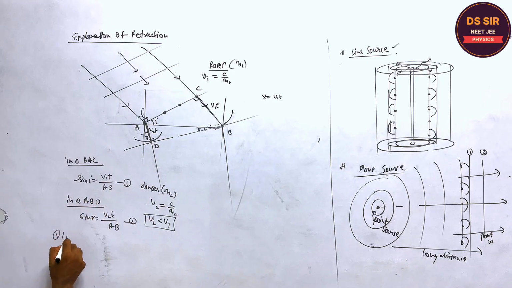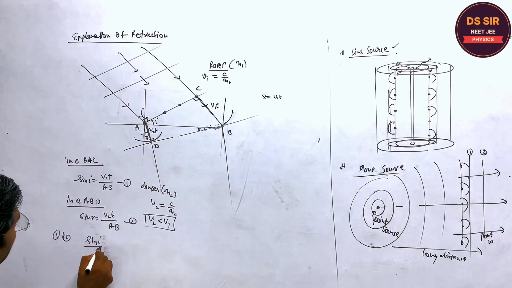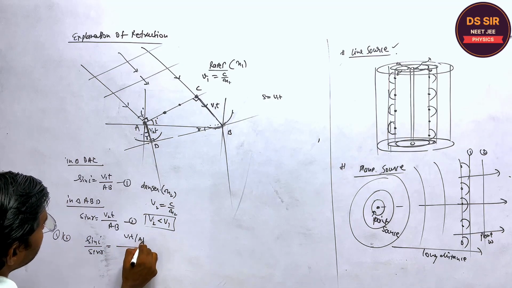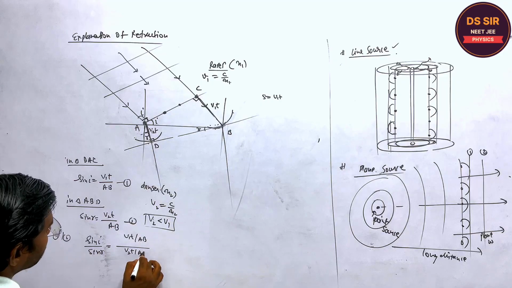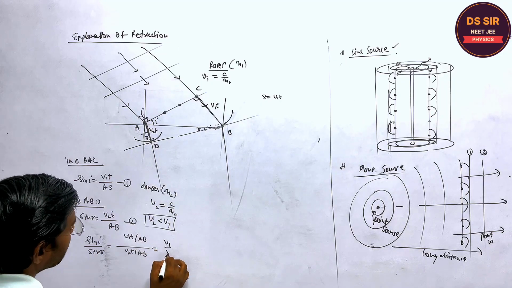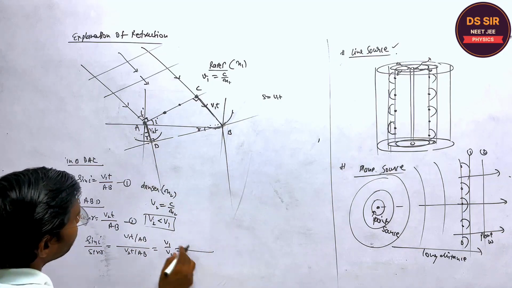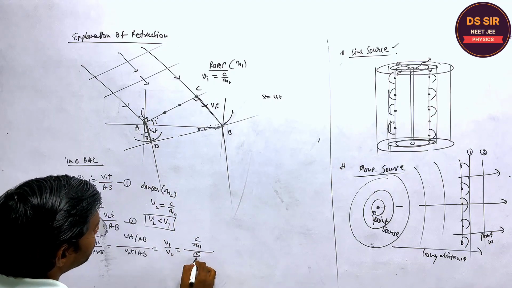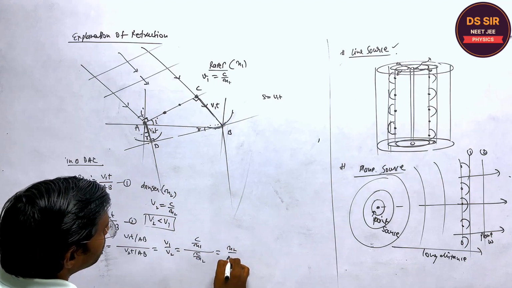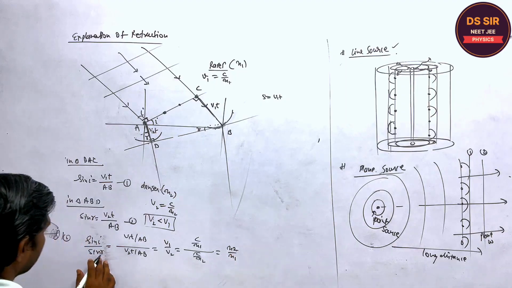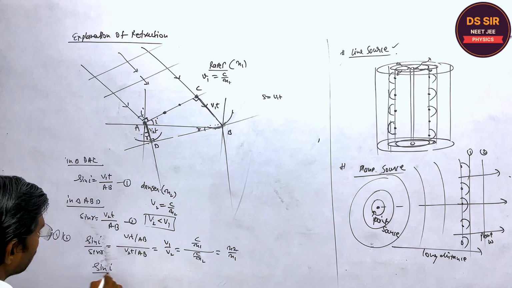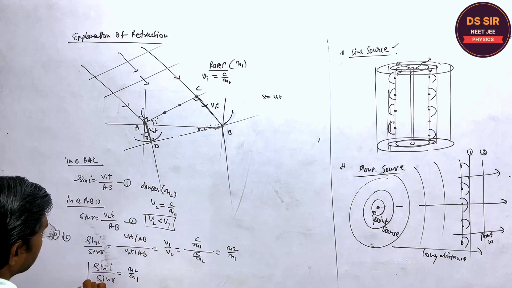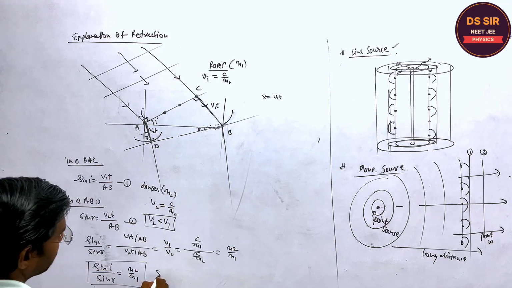So if 1 and 2 are divided, sin i upon sin r is equal to V1 t upon AB, V2 t upon AB. So everything will cancel out, V1 upon V2. And what is V1? V1 is C upon N1, V2 is C upon N2. So this is N2 upon N1, right? So sin i upon sin r is equal to N2 upon N1. This is Snell's law, right?